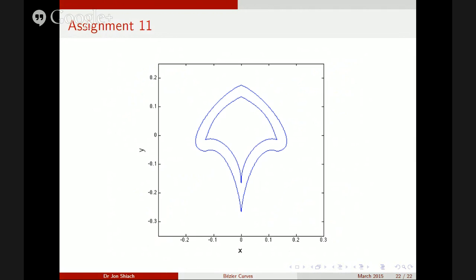Okay, another example. What you've got to do for assignment 11: you've got to write a MATLAB program which can calculate the Bezier curve using some control points and draw the MMU logo. For the basic part, you can draw this, and I've called it an arrowhead because it kind of looks like an arrowhead. This is made up of 8 curves.